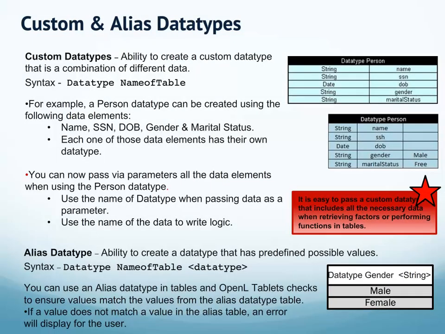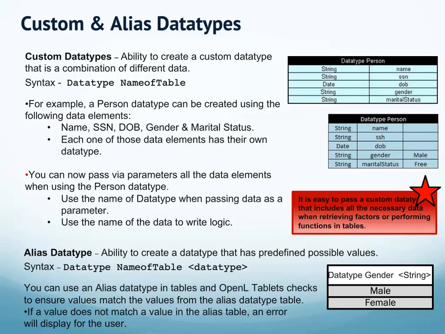Besides the simple data types that are offered to you through OpenL syntax, you also have custom data types that can be created. The ability to create these custom data types allows you to combine different data like we talked about before. And the syntax you need to use in the table name is the word data type, and then you name the table whatever name you want to name it.